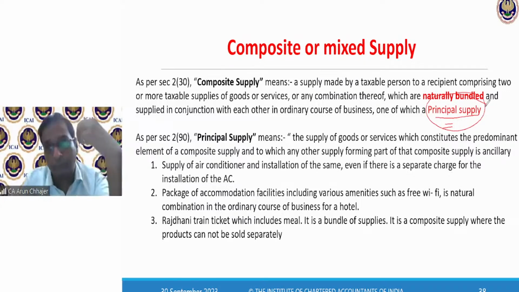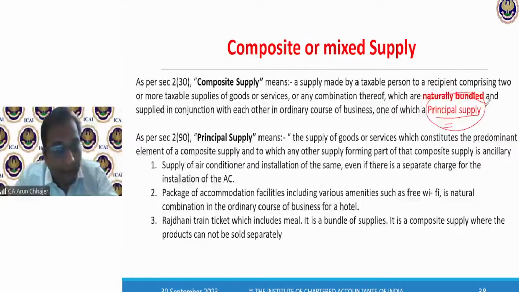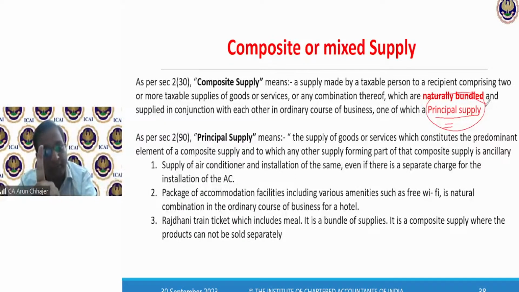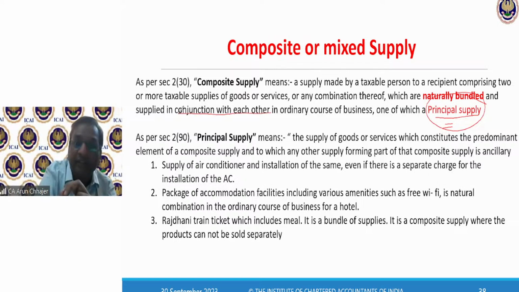So I have explained 2-3 points. Let me repeat once again. When the particular supply would fall under composite, we have discussed that there must be two or more taxable supplies of goods or services or both, which are naturally bundled. So the first important element is naturally bundled. Second, they are supplied in the ordinary course of business in the same way.